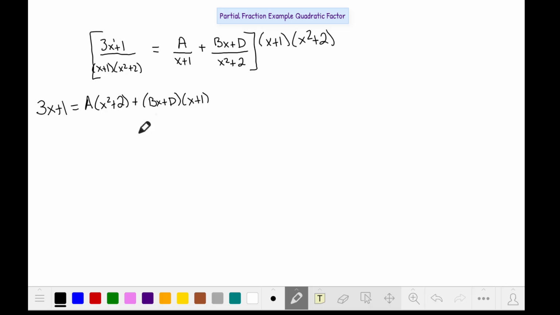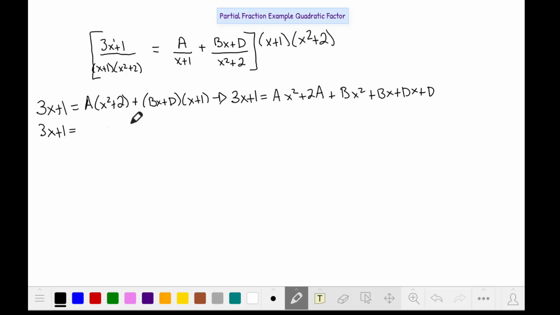All right, and now the next step is we bring in the a's, the b's, we multiply everything out so that we can collect terms later. So we're going to have 3x plus 1 equals ax squared plus 2a plus, and then we've got to multiply these two bracket terms together. So we're going to have bx squared plus bx plus dx plus d. And now we're going to collect terms together to make this easier to analyze.